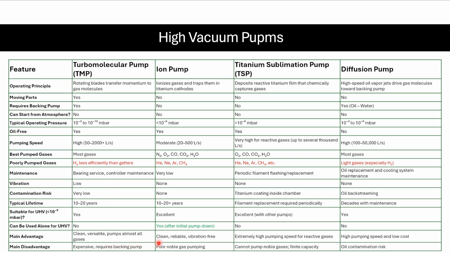For the ion pump, the main disadvantage is that they are not useful with noble gases. The titanium sublimation pump has very low pumping speed, and they have finite capacity. And in diffusion pumps, oil contamination is the main risk.